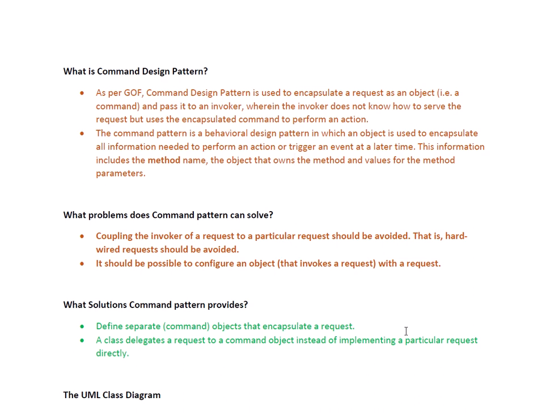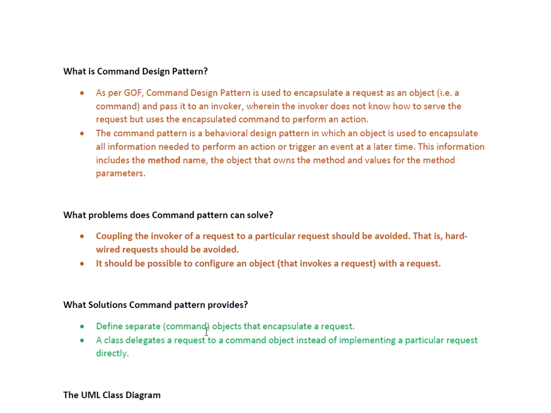The command pattern is a behavioral design pattern in which an object is used to encapsulate all information needed to perform an action or trigger an event at a later time. That object is basically a request or a command object. This information includes the method name, the object that owns the method, and the values for the method parameters. So this request object contains a lot of information in order to fulfill that action, and all those things are encapsulated by this request, or basically our command object.